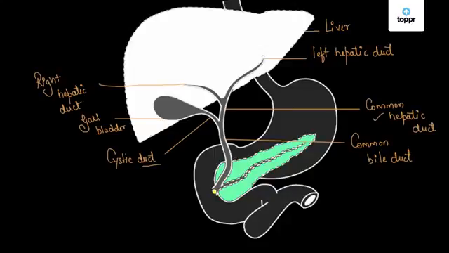This common bile duct, going further, combines with the pancreatic duct. So this green organ that you see in here is pancreas. So pancreas also gives out a duct which is called the pancreatic duct, and the combination of the common bile duct and the pancreatic duct forms a single duct which is called the hepatopancreatic duct. So now the hepatopancreatic duct opens into the duodenum.